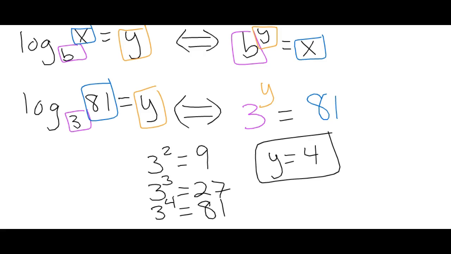So the answer to log base 3 of 81 is 4, because the exponent over here has to be a 4, so that when you do 3 to the 4th, you get an answer of 81.